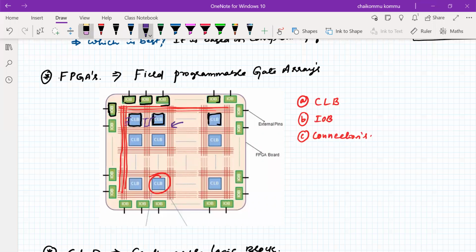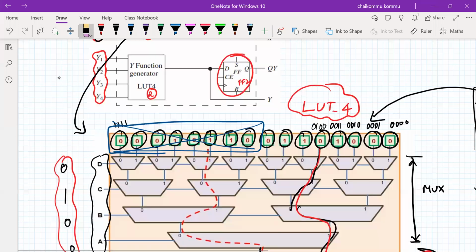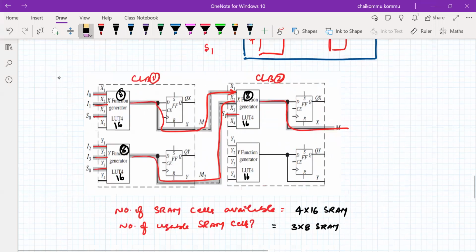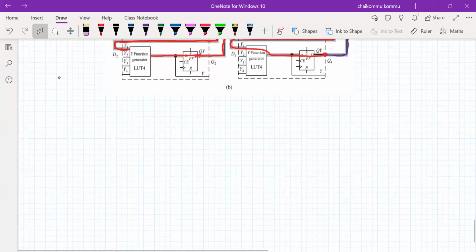I will show you this point at a later time. For the time being, just take it as granted that free flow of connections is available in the circuitry. Just wait for another 2 to 3 minutes, and with that we can complete this one also.